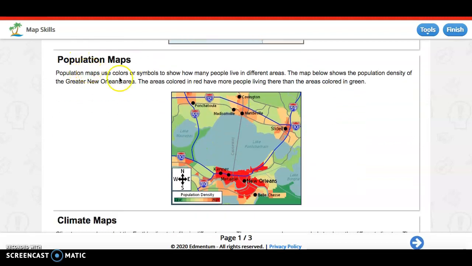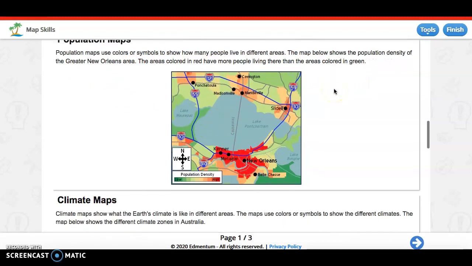Population maps use colors or symbols to show how many people live in different areas. The map below shows the population density of the greater New Orleans area. The areas colored in red have more people living in them than the areas colored in green. So at the bottom, for you to tell what the population density is, they give you a scale that's based on these colors.